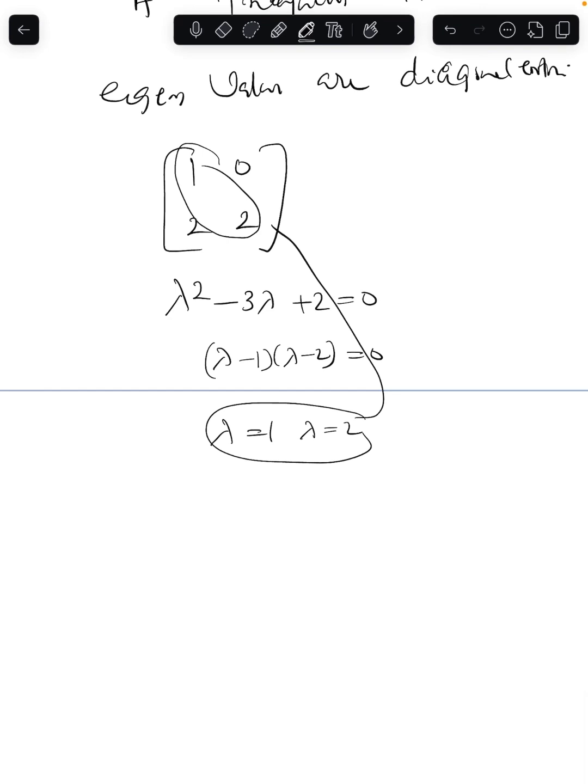That is, if we need to find the eigenvalues of a triangular matrix, then we don't need to form its characteristic equation. They are just the diagonal entries. Eigenvalues are just the diagonal entries.